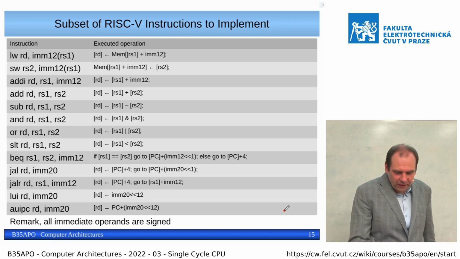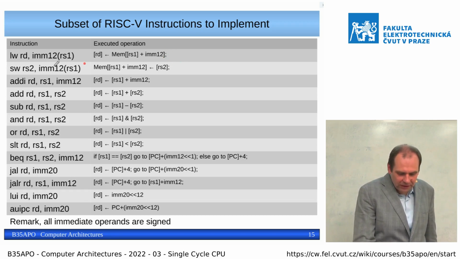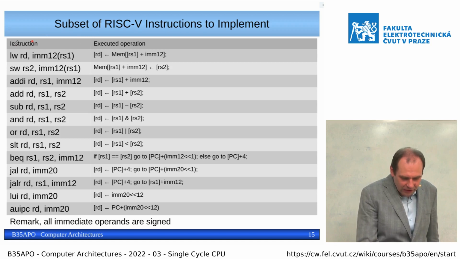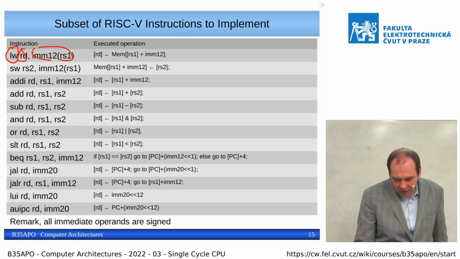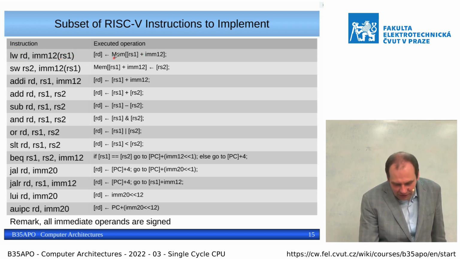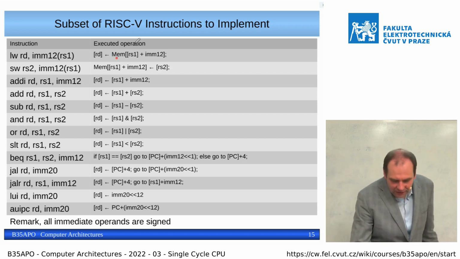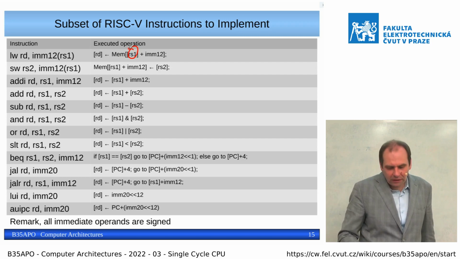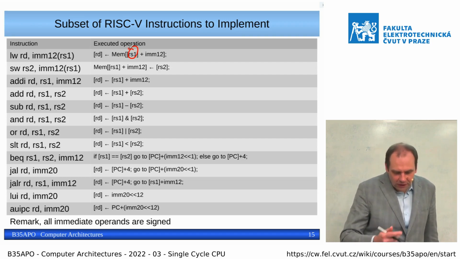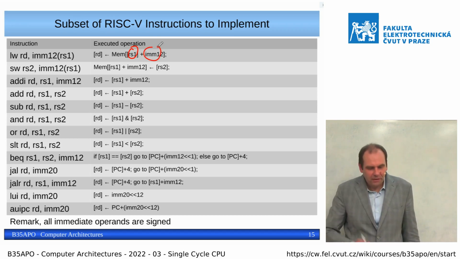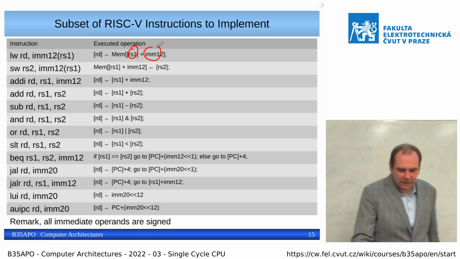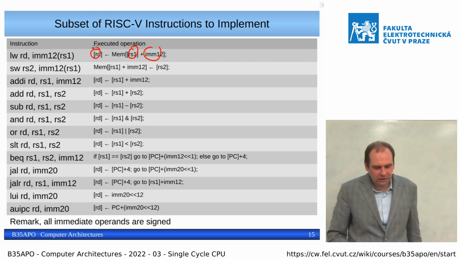This is the actual definition of our instructions. We see there how we write it in the assembler. It means load word, destination register, and immediate data plus one of the source registers. And there is the meaning. It looks into the memory at the address which is given by the value read from RS1 from the register file. We add the immediate 12-bit data, sign extended to 32-bit, and store the result to the destination register.